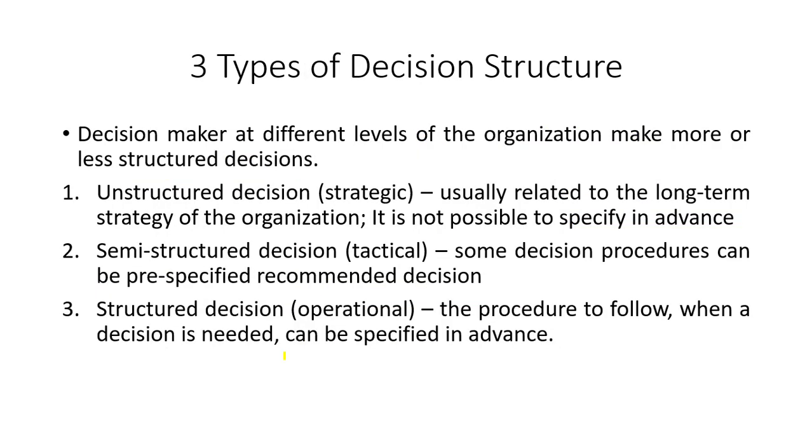Again, I discussed to you what the three types of decision structure in an organization are. And I told you that it is unstructured for the strategic, semi-structured for the tactical, and structured decisions for the operational. Okay?